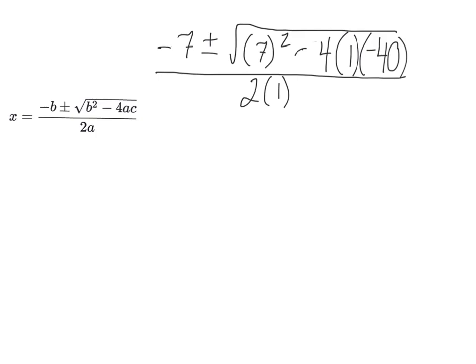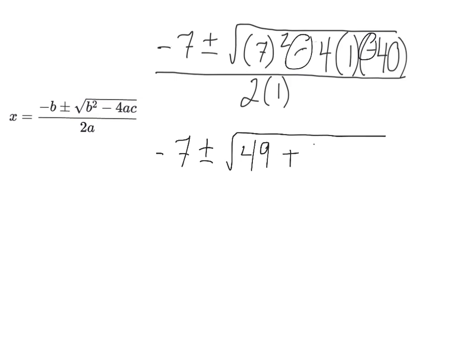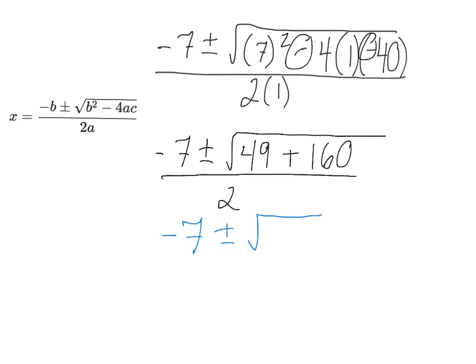Next thing I want to do is clean all this up. So I'm still going to have negative 7 on the outside, plus or minus. But under the square root, now I'm going to have 49. Both of these are negative, so I know right away that's going to give me a positive. So we end up with positive 160 over 2. Still have to clean up what's under my radical. Still have negative 7 on the outside. Plus or minus square root 209 over 2.